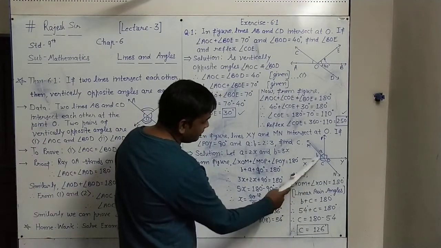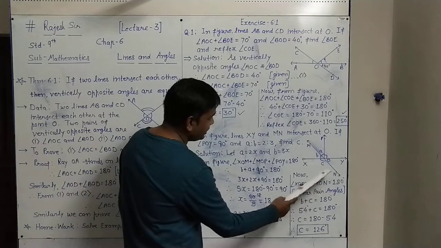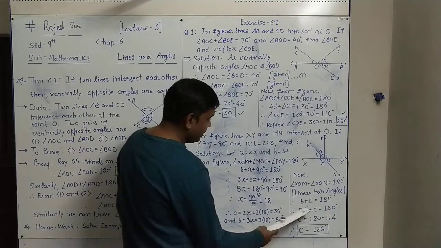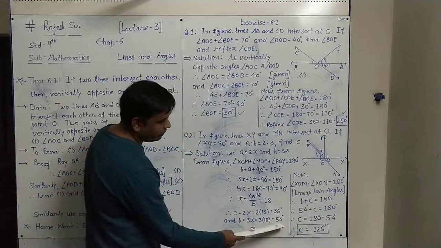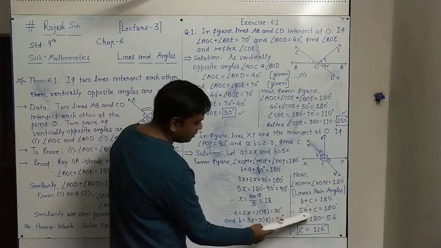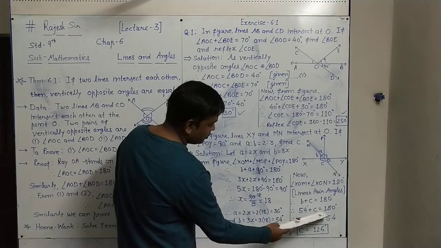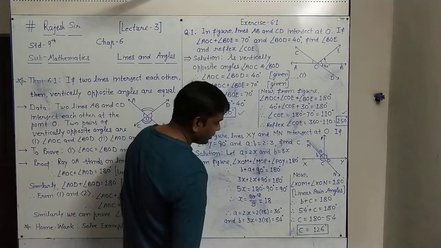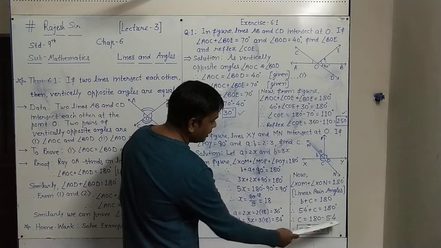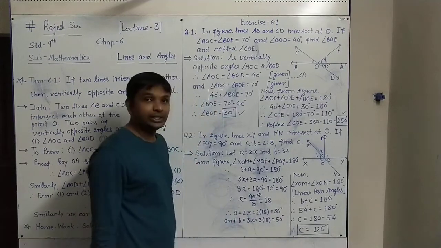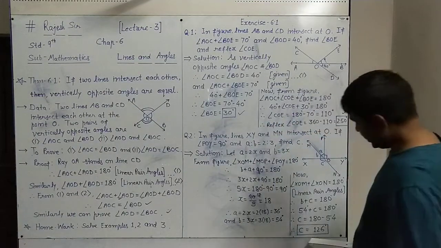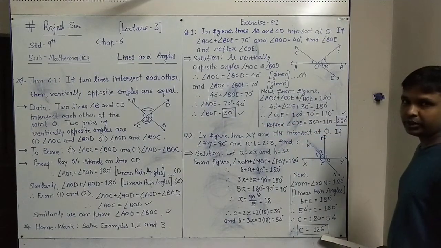Now angle XOM is B, plus angle XON is C as given in the figure, equals 180. B equals 54 as we got here, that value we place, plus C, which we want, equals 180. So C equals 180 minus 54, which will give 126 degrees. So the value of C is 126 degrees, which we wanted to find.